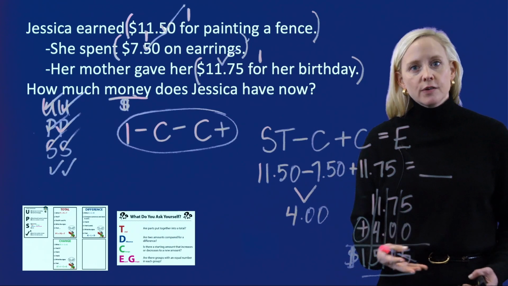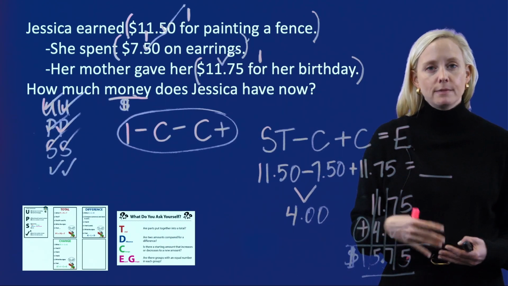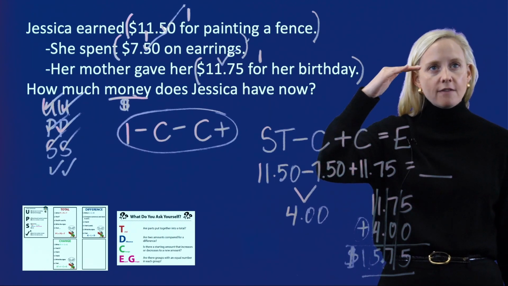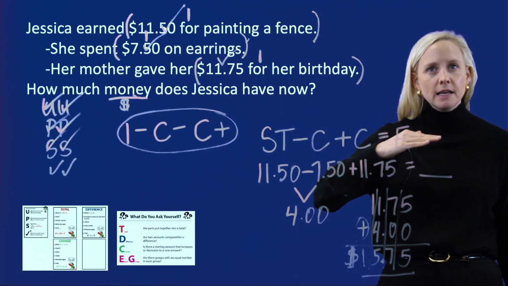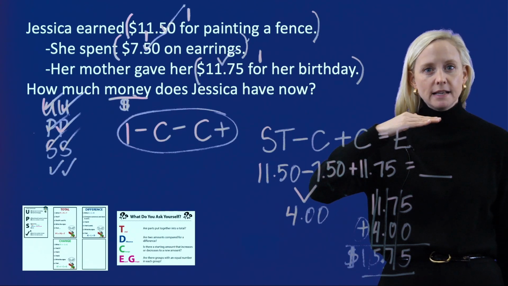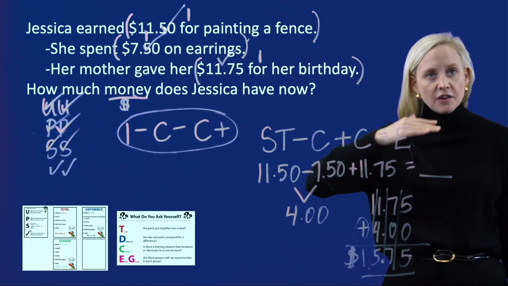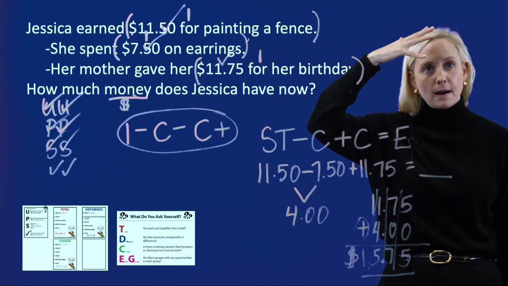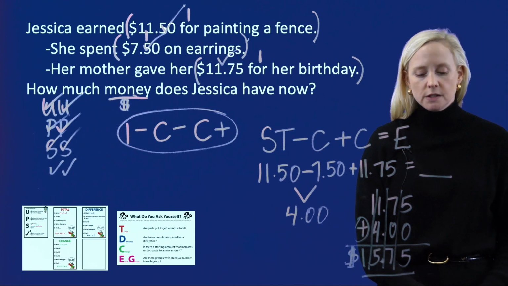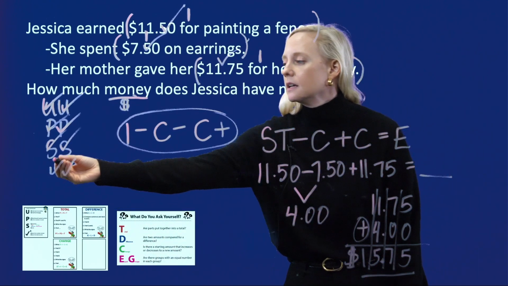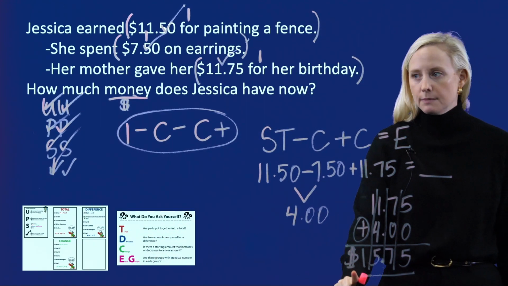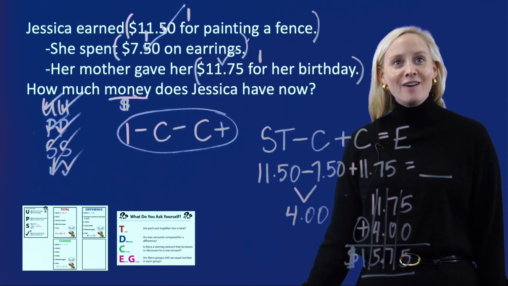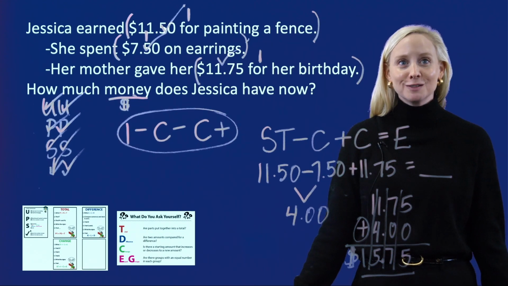Now when we're checking for reasonableness, when we have a change problem with 2 or more changes, we really just want to talk through it. So here we have $11.50. If I spent $7.50, it would make sense that I would have $4. And then if I also received $11.75 from my mom, then it would make sense that our end amount was $15.75. So I know my number answer makes sense, and my label matches what we underlined. So it wasn't that hard after all to solve a change problem with multiple changes.